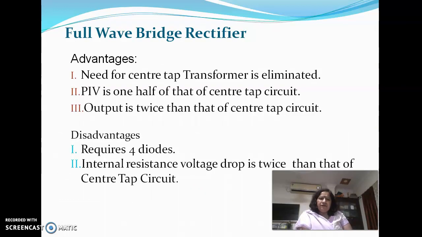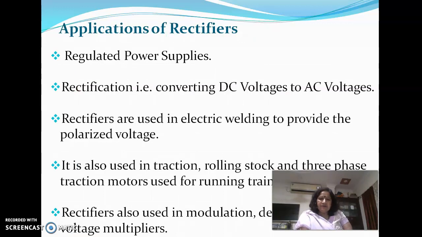Full wave bridge rectifier, yes, it has many advantages. The need of a center tap transformer, which is bulky, is eliminated. Peak inverse voltage is 1/2 of that of the center tap circuit, so the PIV rating of diodes is reduced, and the output is twice that of the center tap circuit. Disadvantages: it requires 4 diodes, and the internal resistance voltage drop is twice that of the center tap circuit. So there are a few advantages as well as a few disadvantages.